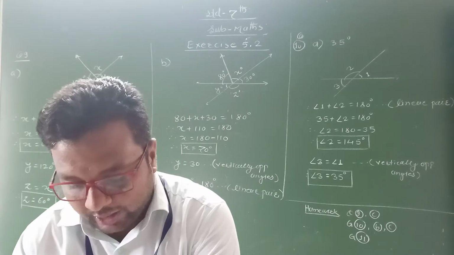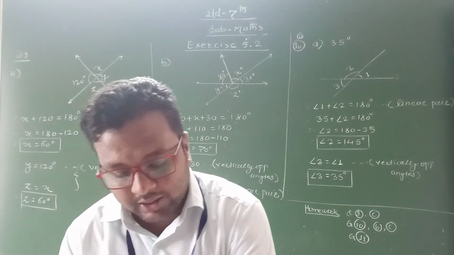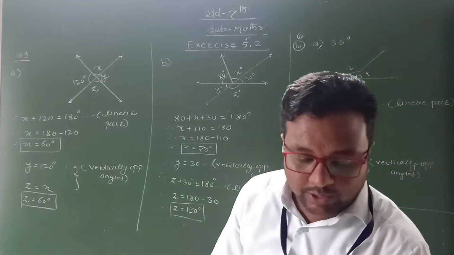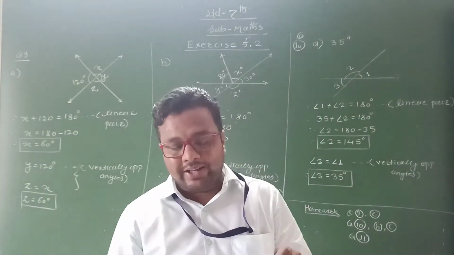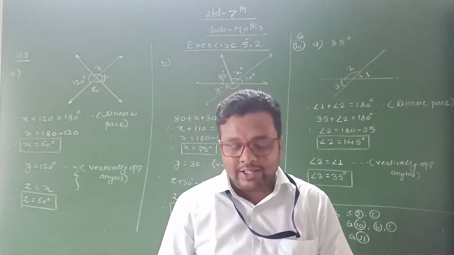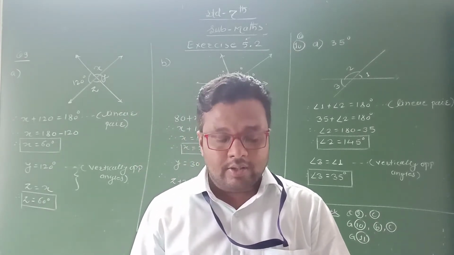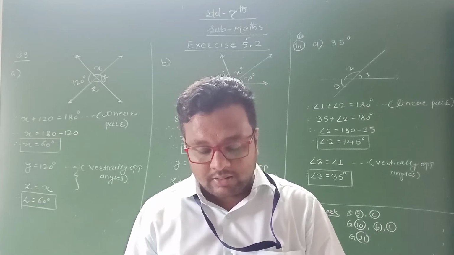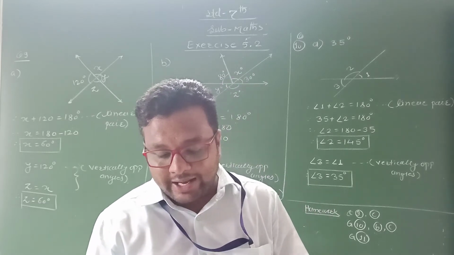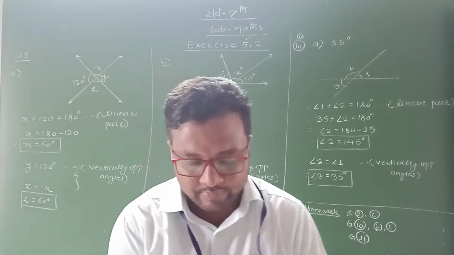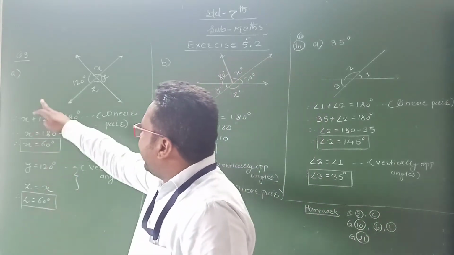In today's video I am going to explain question number 9 from exercise 5.2. Question number 9 is given, find the value of x, y and z in each of the following figure. Some figures are given there and x, y, z represent the angles in that figure, so you have to find out the value of x, y, z. Okay. Here I take an example.